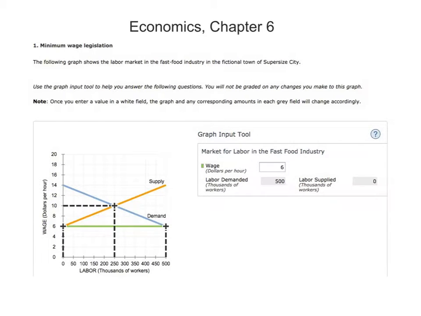This is chapter 6, the first question in your Apply homework. It asks a little bit about minimum wage legislation. So this is an analysis, the traditional economic analysis of what happens when minimum wage legislation is introduced. The first piece of this problem gives you a graphing tool you can play with. We have here a market for labor.